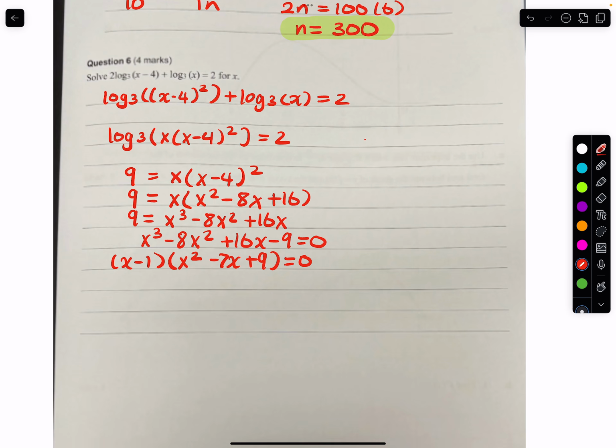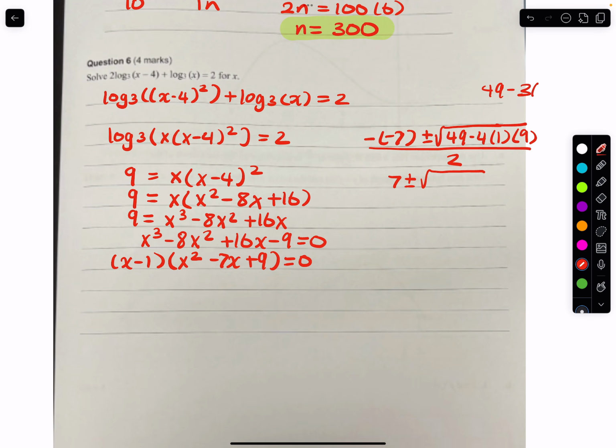So remember the quadratic formula is negative b, which is negative 7, plus or minus the square root of b squared, which is 49, minus 4a, where a is 1 and c is 9, over 2a, which is just 2. So it'll be 7 plus or minus, 49 minus 36, which is 13, so root 13 over 2. This is your roots, so done.